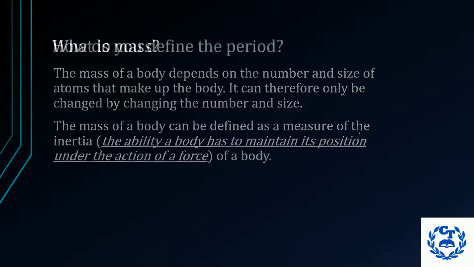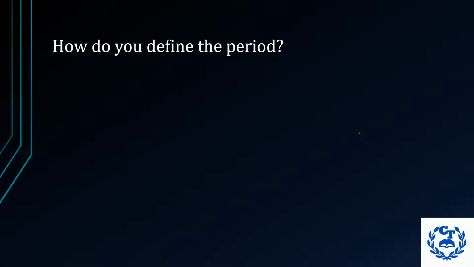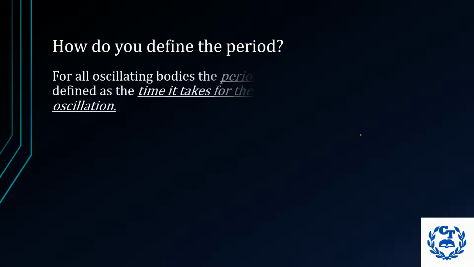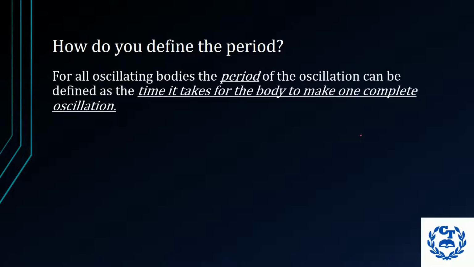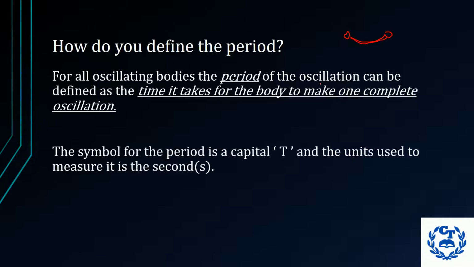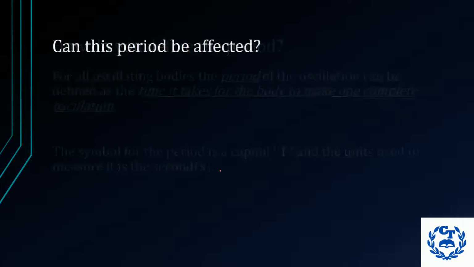Alright? And the next question would be, how do you define the period? Well, for any oscillating body, the period of oscillation is the time it takes for the body to complete one oscillation. So for example, the pendulum will oscillate starting from one side and go all the way to the next side from there, and then go right back again. The symbol that we use to represent the period of the pendulum is simply the capital T, and the unit is measured in seconds, S.